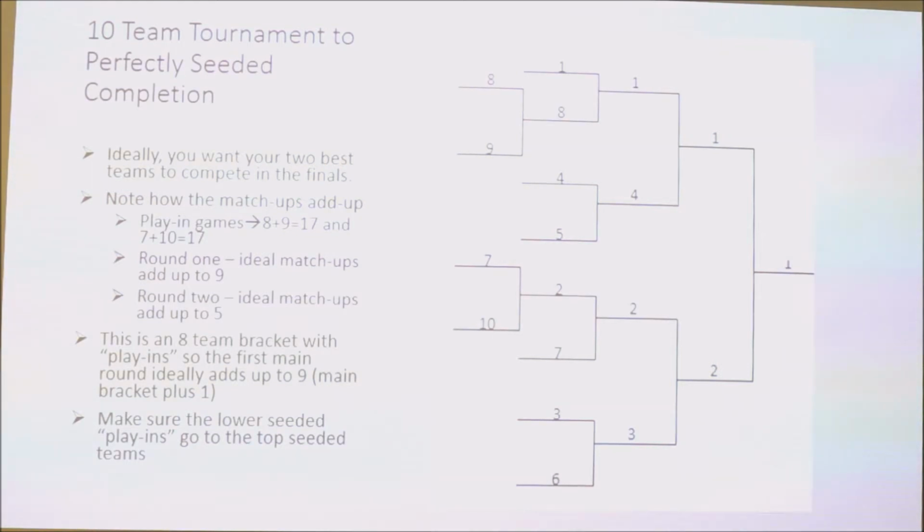The 8 and 9 team and the 7 and 10 team will play in, and then you would play out to a perfect seed where the number 1 team won the championship. It never really seeds perfectly, but that's kind of what it would look like. You want to make sure that your play-in teams are your lower seeds, and you want the 8 and 9 to play into the 1 and the 7 and the 10 to play into the 2.